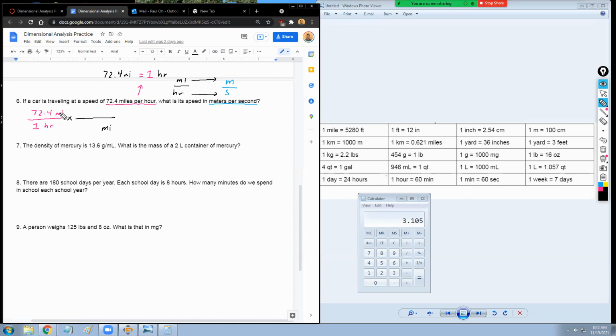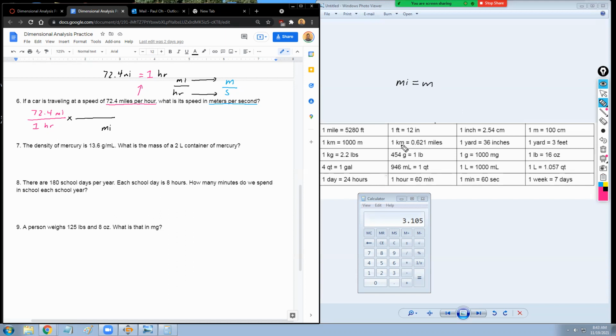That way I can cancel out the miles. Now, if you take a look at this chart, we don't have an equation where we have miles equals meters. Okay, there's no miles equals meters. And so what we're going to have to do is turn miles into something else before we could turn it into meters.